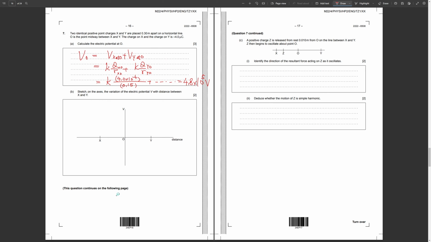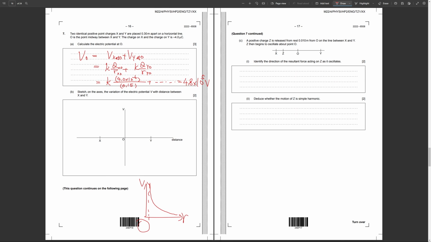Part B, we're going to plot a graph. The graph is V against distance. It should be an exponential decay graph if you map it with the spherical object down here. Then you have two objects, X on the left and Y on the right. Therefore, their graph should look like this one, X going to here and Y going to here.